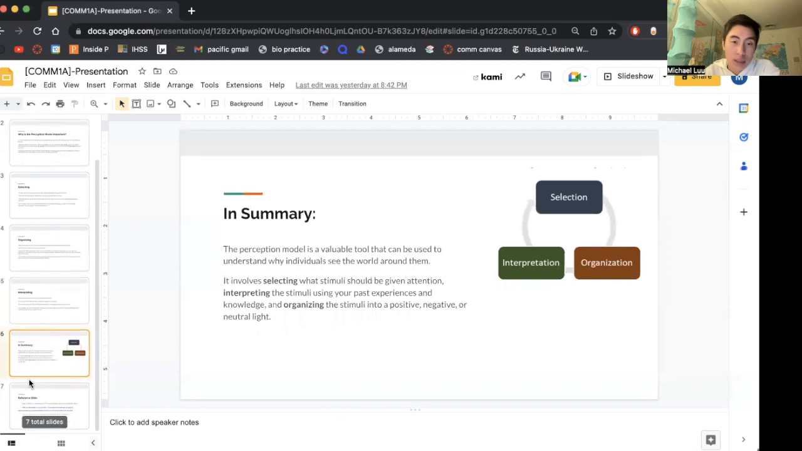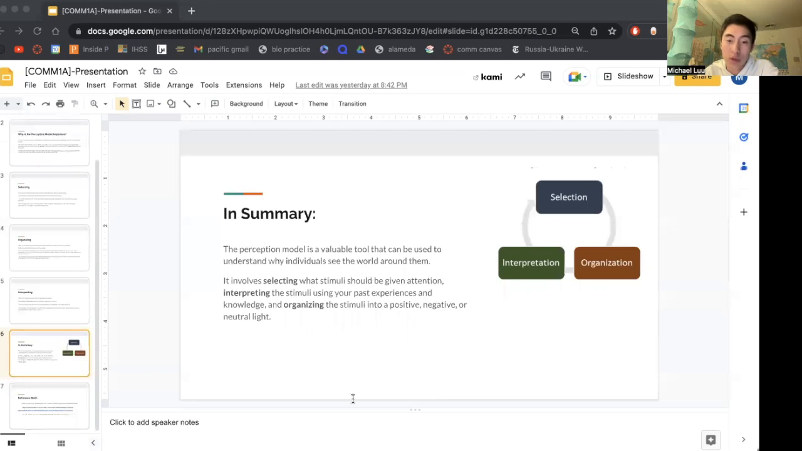So, in summary, the perception model is a valuable tool that can be used to understand why individuals see the world around them the way they do. It involves selecting what stimuli should be given attention, organizing the stimuli using your past experiences and knowledge, and interpreting the stimuli as a positive, negative, or neutral light.